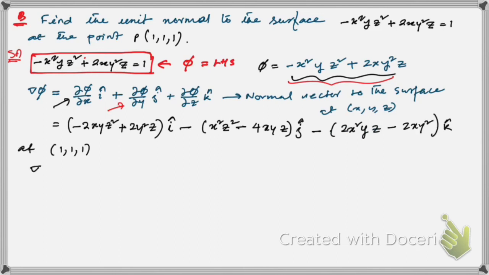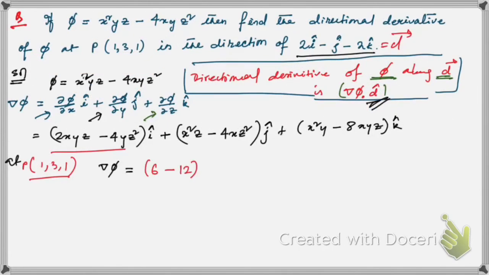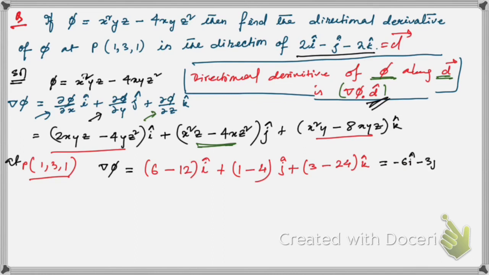So now at this point, if you put x y z, each of them 1, right? In these 3 terms you will get, here you see. So what we have done here, if you put 1, this term will give you 6 minus 12 i cap, then this term will give you 1 minus 4 j cap, then this term will give you 3 minus 24 k cap, and that's going to be equal to minus 6 i cap minus 3 j cap minus 21 k cap, right? That's your grad phi at this given point P, which is 1 comma 3 comma 1, right?